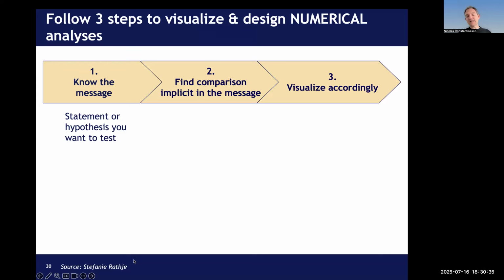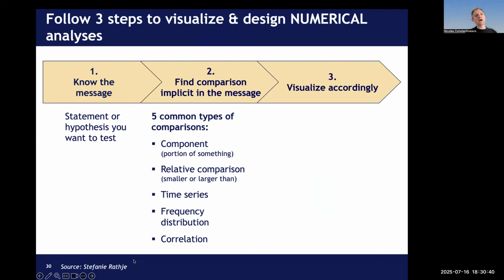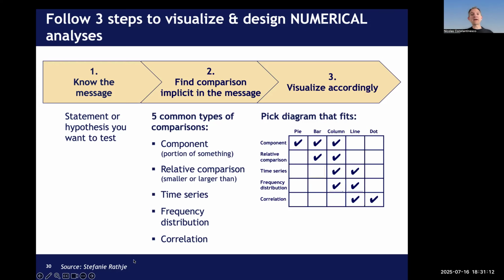There are basically 5 different types of comparisons that occur very frequently in business. You have a component, which is a portion of something, usually like market share. You have a relative comparison, which is this is smaller or bigger than. The bottom quartile is far worse than the others, that's a relative comparison. Then there's a time series, a frequency distribution, or a correlation. Depending on what kind of comparison it is, there are different types of diagrams that best fit.